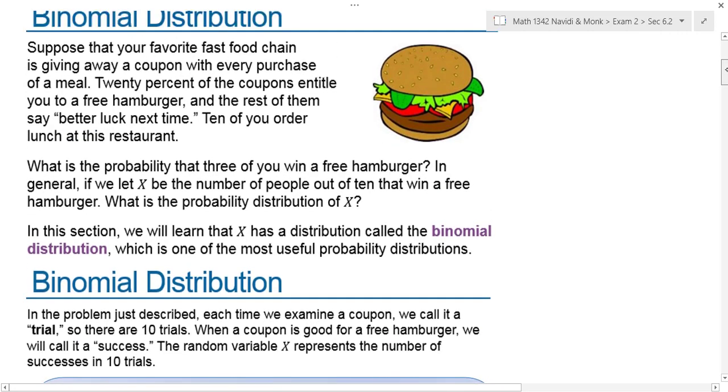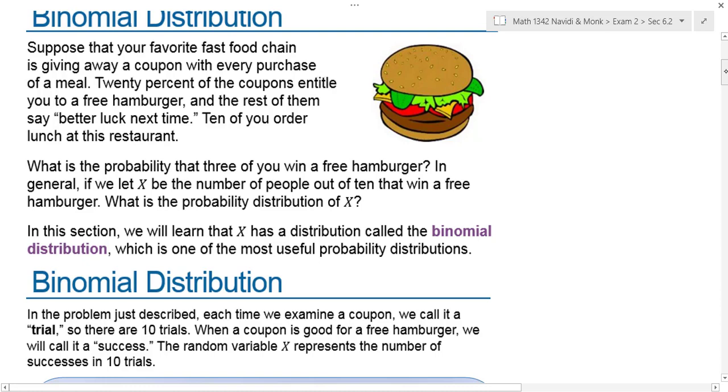And we're going to explain this by using this little scenario here. Suppose that your favorite fast food chain is giving away a coupon with every purchase of a meal. 20% of the coupons entitle you to a free hamburger, and the rest of them say, "Better luck next time." 10 of you order lunch at this restaurant. What is the probability that 3 of you win a free hamburger? In general, if we let x be the number of people out of 10 that win a free hamburger, what is the probability distribution of x?